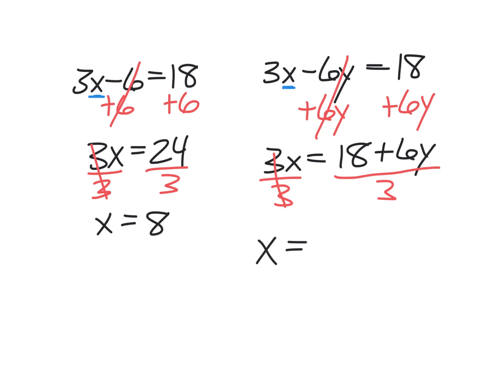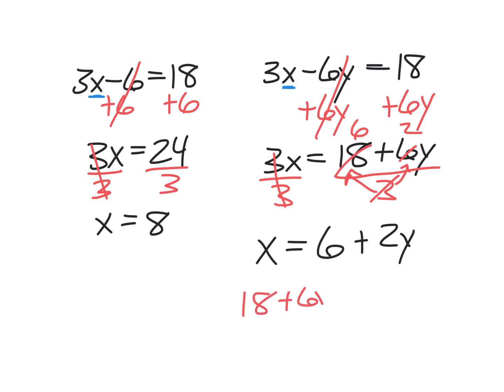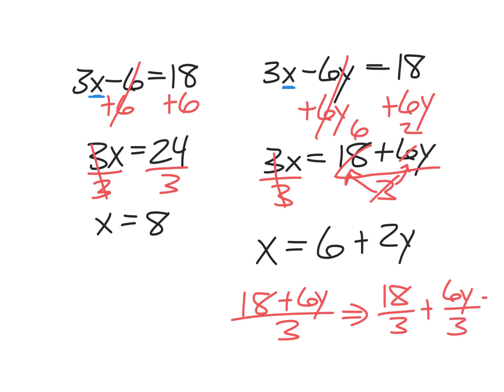Now I can simplify. 3 goes into 18 6 times. 3 goes into 6 2 times. So the 3 will cancel here, and that gives me 6 plus 2y. If that didn't really make sense to you, you could have also thought of it like this. If you have 18 plus 6y divided by 3, really what you're doing is 18 over 3 plus 6y over 3. And then if you simplify each of those, that's how you end up with this.